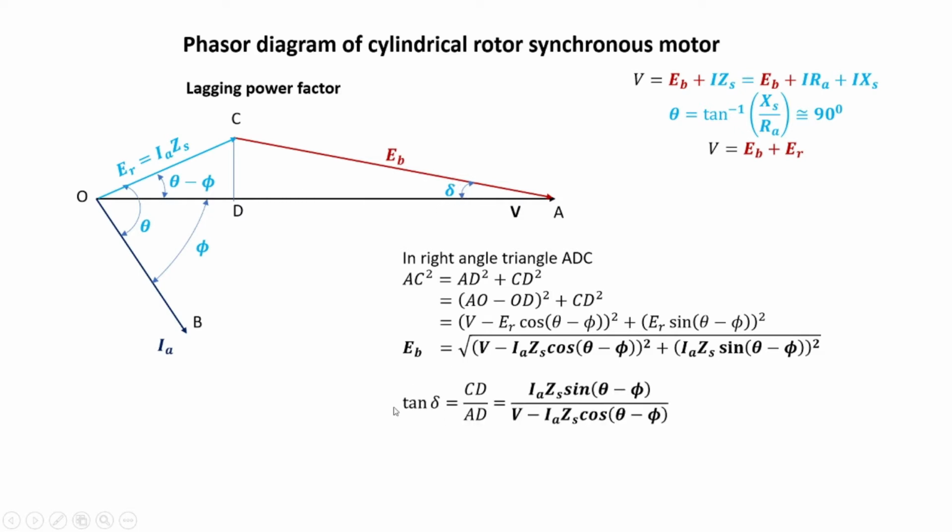So tan delta is equal to opposite side by adjacent side, that is CD by AD. What is CD? CD is equal to IAZS sin(theta minus phi). What is AD? AD is equal to OA minus OD, which is equal to V minus IAZS cos(theta minus phi). Therefore, delta, that is the load angle, is equal to tan inverse of IAZS sin(theta minus phi) divided by (V minus IAZS cos(theta minus phi)).